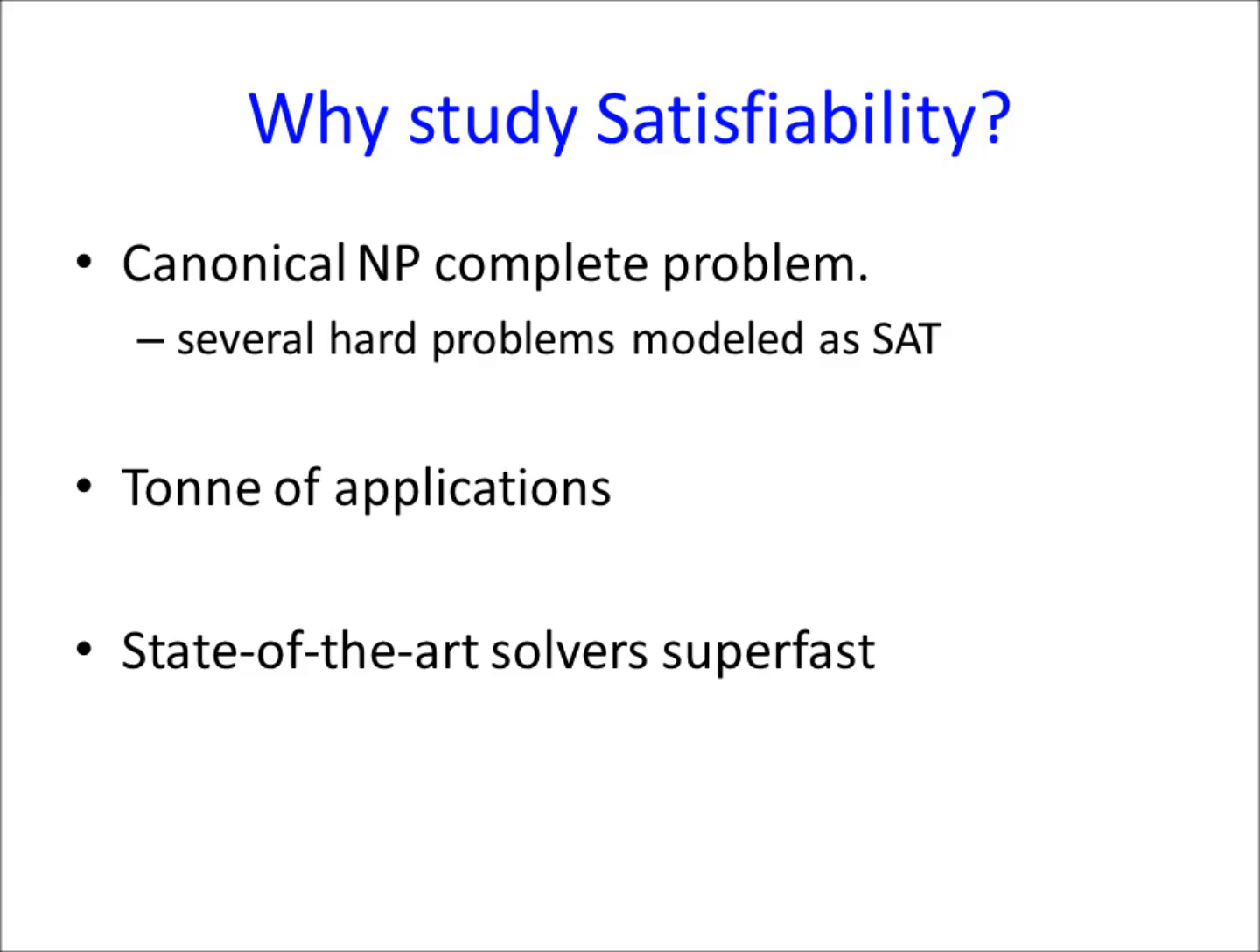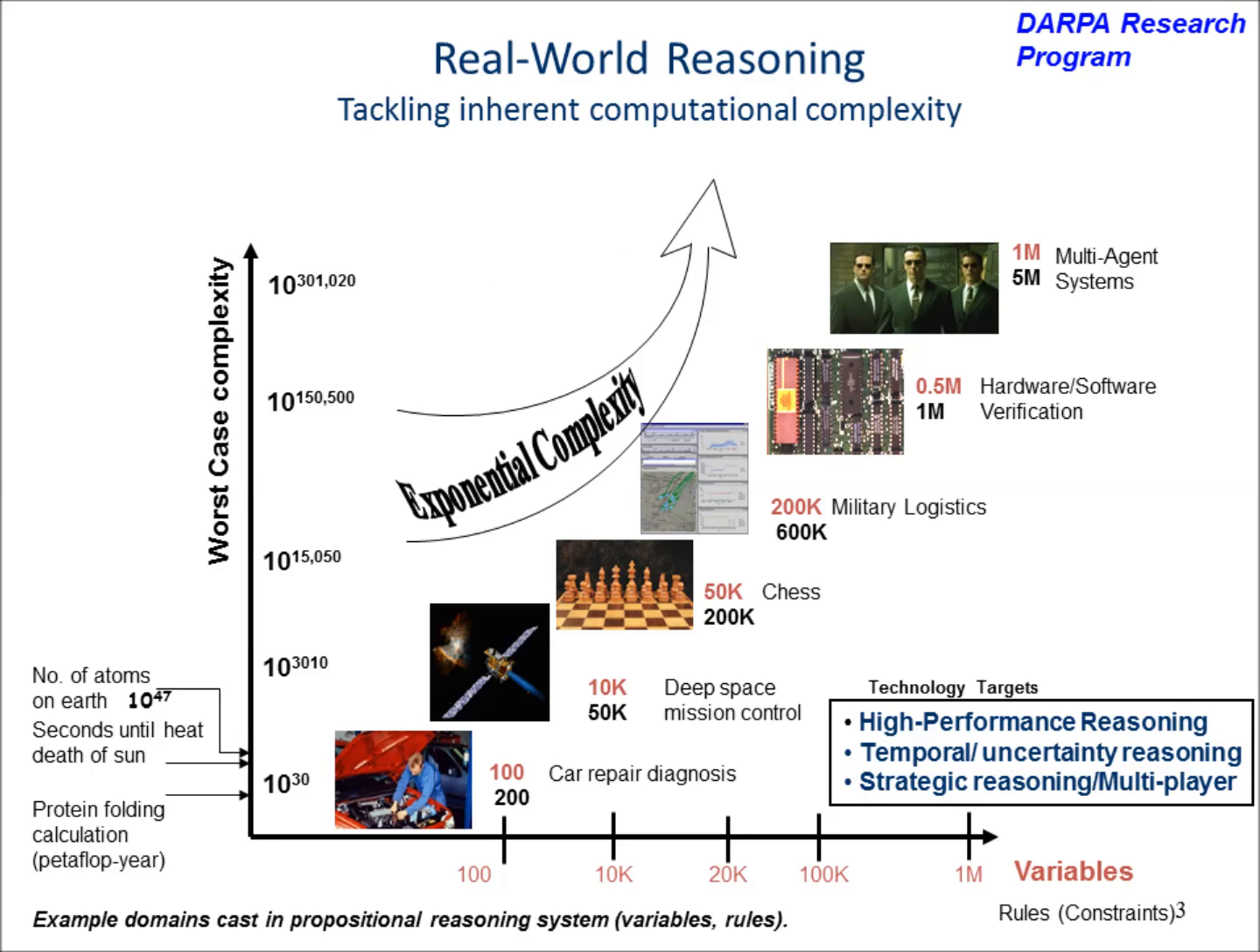But as I was saying, the current solvers today are super fast. They are incredibly fast. Of course, it's an NP problem, so you shouldn't expect magic, but they are very fast. So this is where all the situations where logic has been applied, SAT formulas have been applied: car repair diagnosis, mission control, chess playing, military logistics, hardware software verification. Here we are talking 500,000 variables and 1 million constraints.